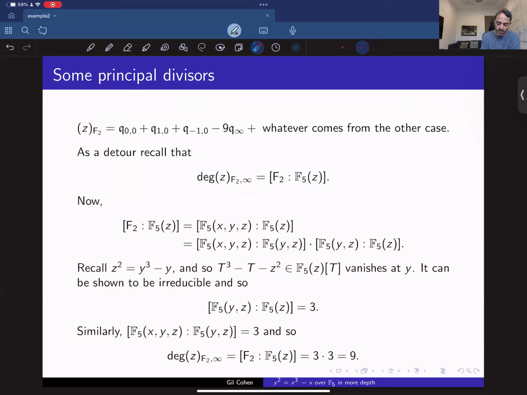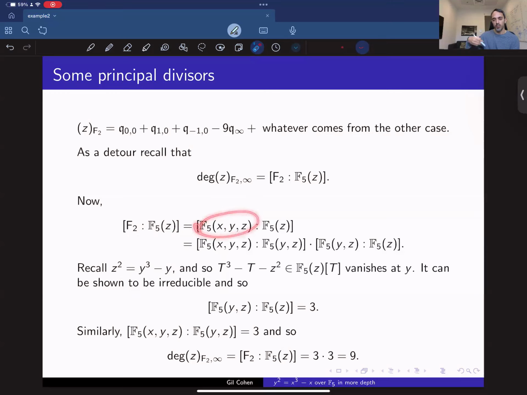the degree of the pole divisor of z, in this case as I name it in F2, is exactly the extension degree of F2 over F5 of z. Generally speaking, the degree of the pole divisor of an element is always the index of the function field over the rational function field when you adjoin that element to the constants. So what is F2 over F5 of z?